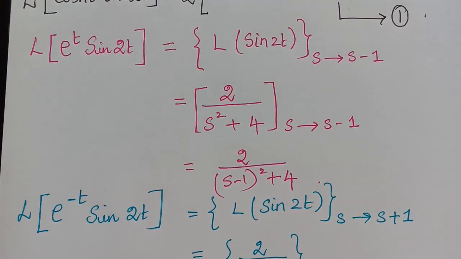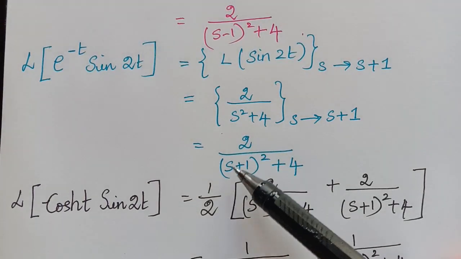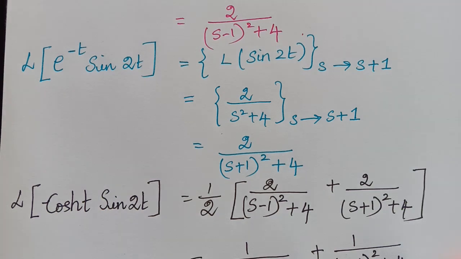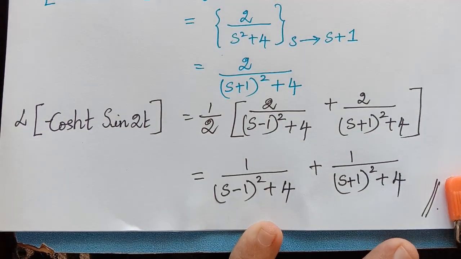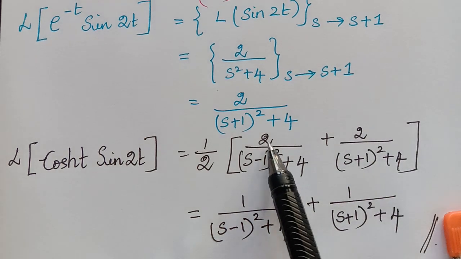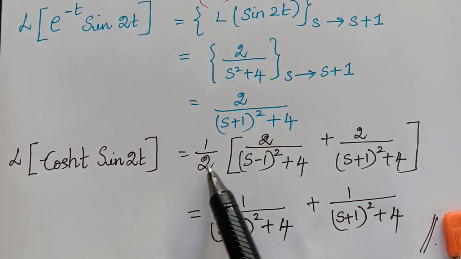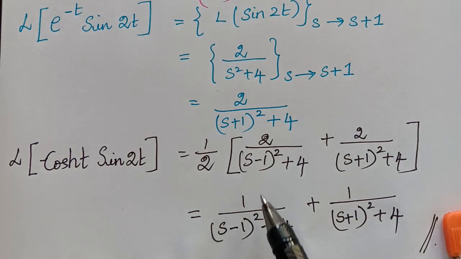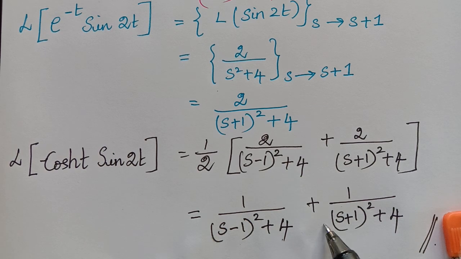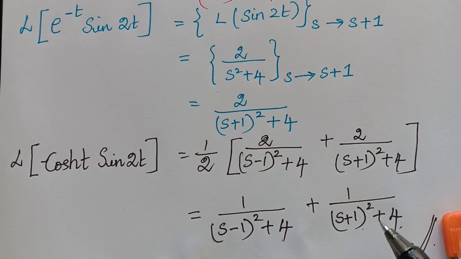In a similar way, the other term is found to be 2 divided by (s plus 1) the whole square plus 4. We take these two and substitute them in equation 1, and we obtain this. We find that 2 is common in the numerator, which can be taken out, but it gets cancelled with the 2 in the denominator. Finally we are left with 1 by (s minus 1) the whole square plus 4 plus 1 by (s plus 1) the whole square plus 4. So this is the solution of problem 8.